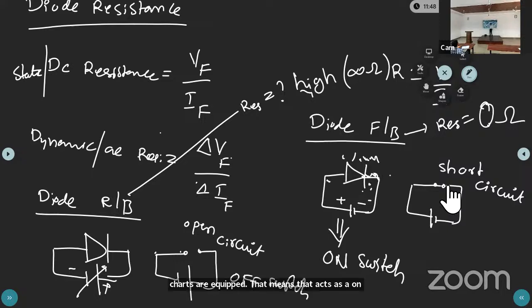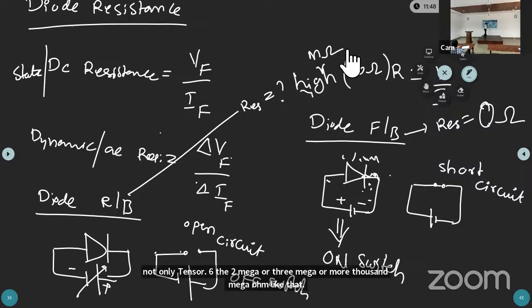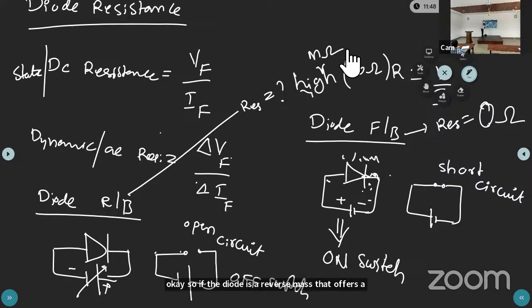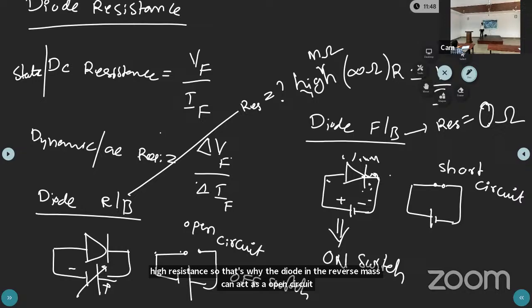If the diode is in the reverse bias, the reverse bias diode offers very high resistance. That is infinity ideally, but it offers mega ohms. Several mega, capital M. What is the capital M value? 10 to the power 6. So 10 to the power 6 ohms. Several, not only 10 to the power 6, it can be 2 mega ohm or 3 mega ohm or 1000 mega ohm or like that. Okay. So if the diode is in reverse bias, that offers a high resistance. So that's why the diode in reverse bias can act as an open circuit. That can act as an off switch. You can remember these 2 points.